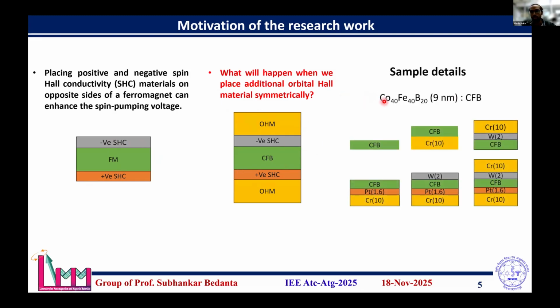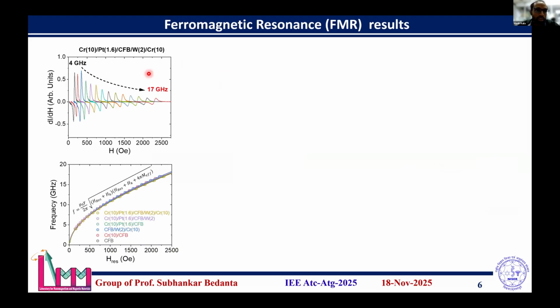For this purpose, we prepared some samples where we use CFB as a ferromagnet and chromium as an orbital Hall material, and also tungsten and Pt used as a conversion layer. These are my final sample structure: chromium, tungsten, CFB, Pt, and chromium. So we measure the ferromagnetic resonance. Here is the typical ferromagnetic resonance data for one of the samples I have shown here.